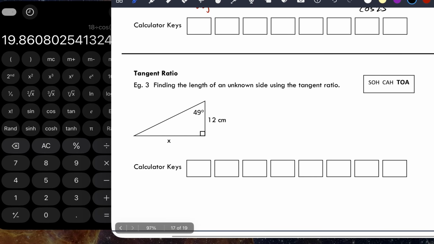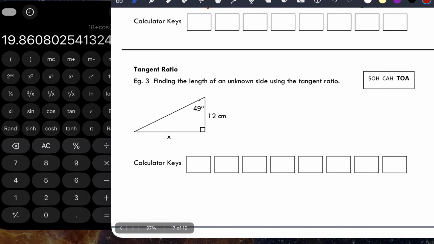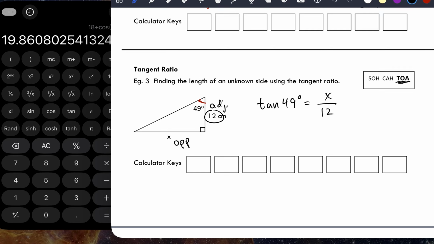We're going to look at the tangent ratio now. Here, this time, our reference angle is up here, 49 degrees. And 12 is the adjacent to that 49 degrees. And x here is the opposite to that 49 degrees. And so the ratio that relates opposite and adjacent is the tangent ratio. And I can write that as tangent of 49 degrees equals the opposite, which is x, divided by the adjacent, which is 12. And so it's nice that the x is on top because it makes it simpler for us to get the answer.